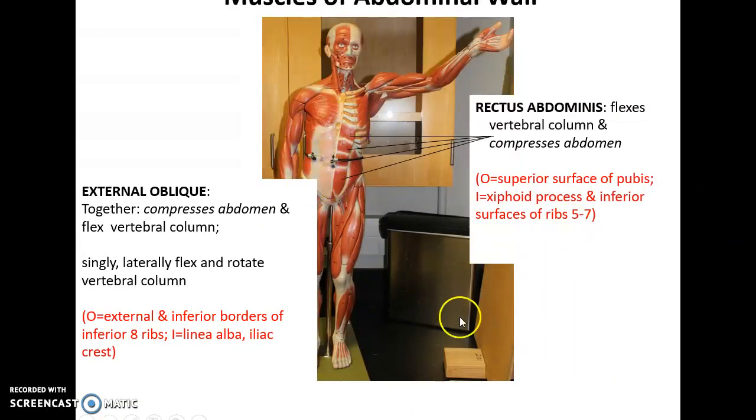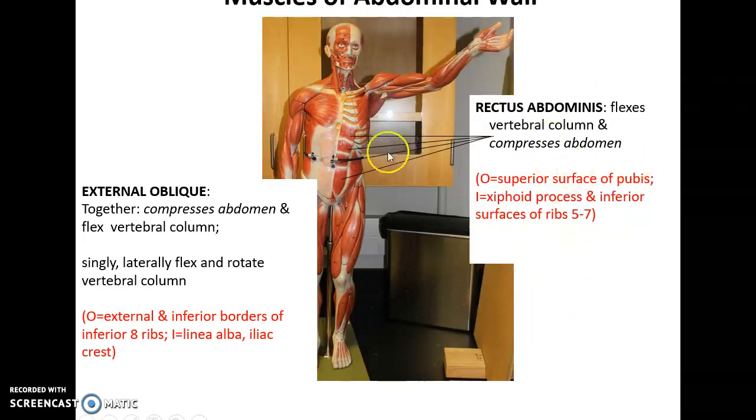We also have the muscles of the abdominal wall. We have the rectus abdominis, these two sheet-like muscles in the very anterior region of the abdominal wall. They help to flex the vertebral column, allow us to bend forward as well as compress the abdomen. Their origin is superior surface of the pubis. Their insertion is the xiphoid process and inferior surfaces of ribs 5 through 7.